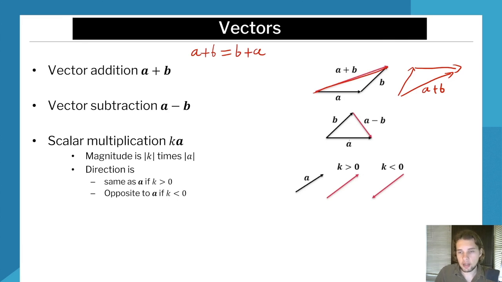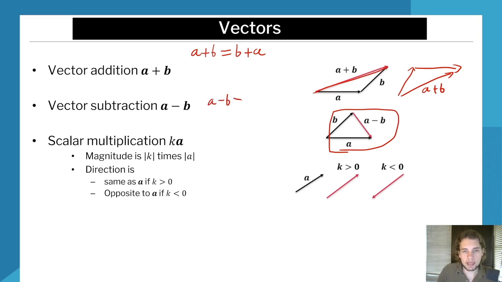Now, vector subtraction is a little more interesting to look at. If we subtract b from a, we get the vector that goes from where b ends up to a, if they started at the same location, if you place them geometrically like that. So that means it isn't commutative.